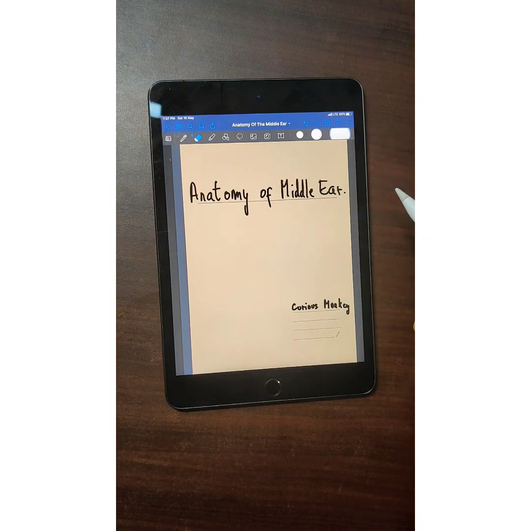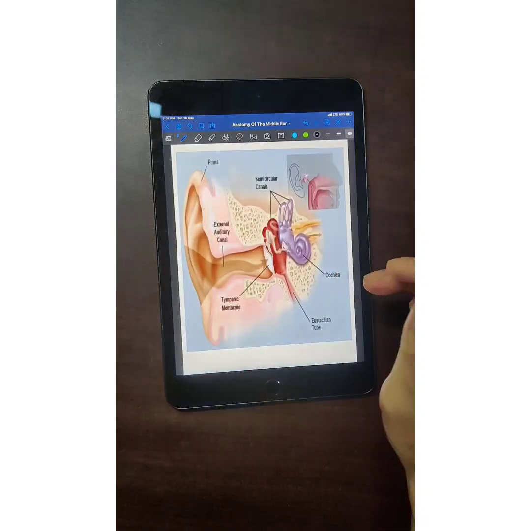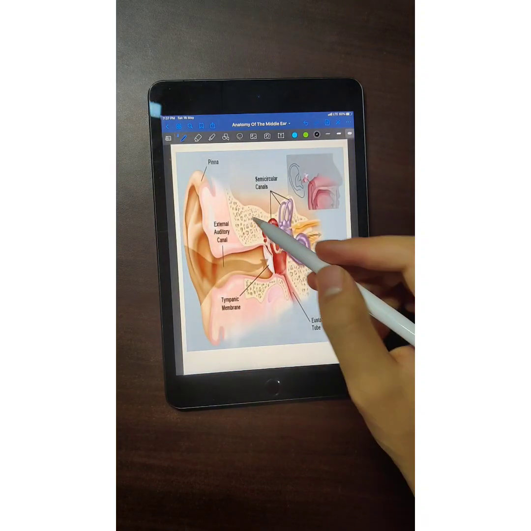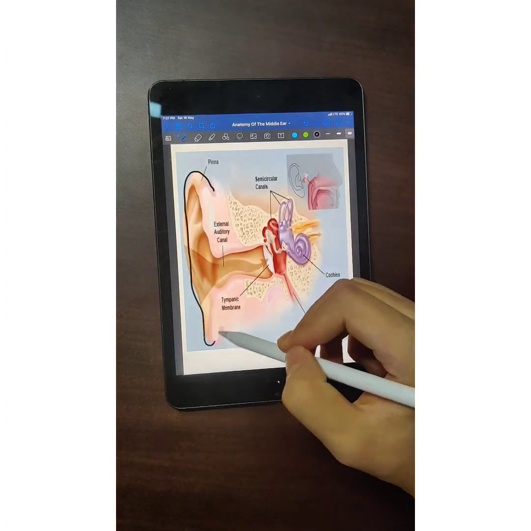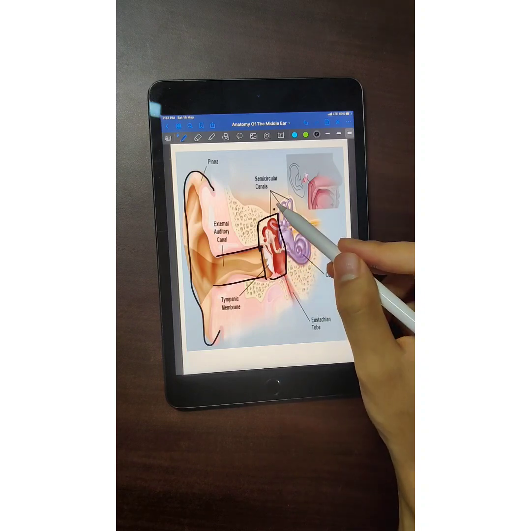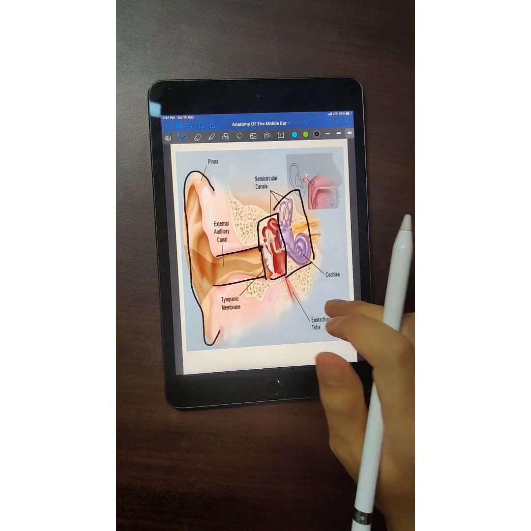Today we're going to talk about the anatomy of the middle ear. So, the anatomy of the ear consists of three main parts. The first is the external ear, that consists of the pinna and the external auditory canal. And the second part is the middle ear, and the innermost part is the inner ear.